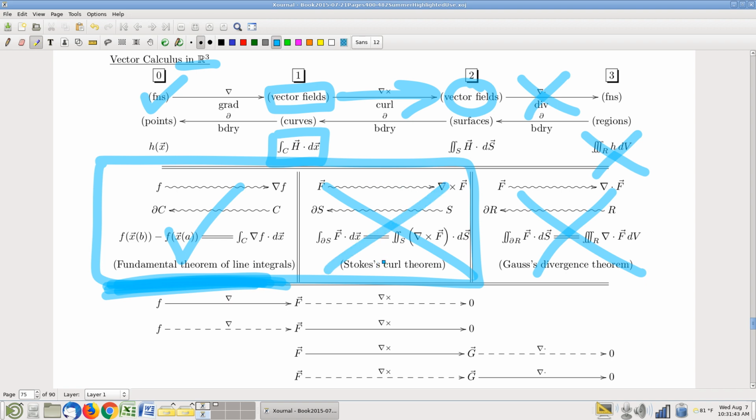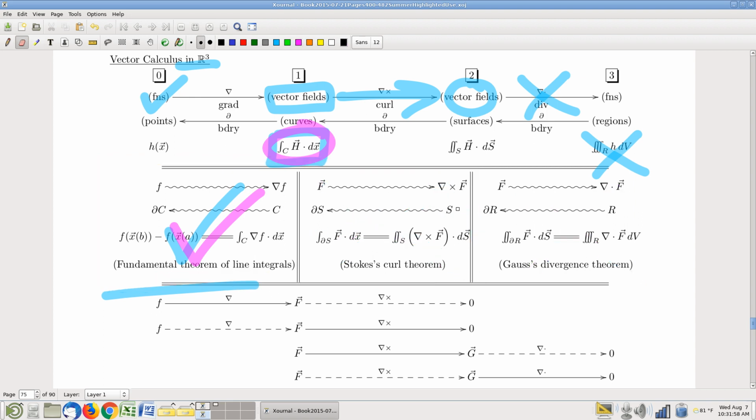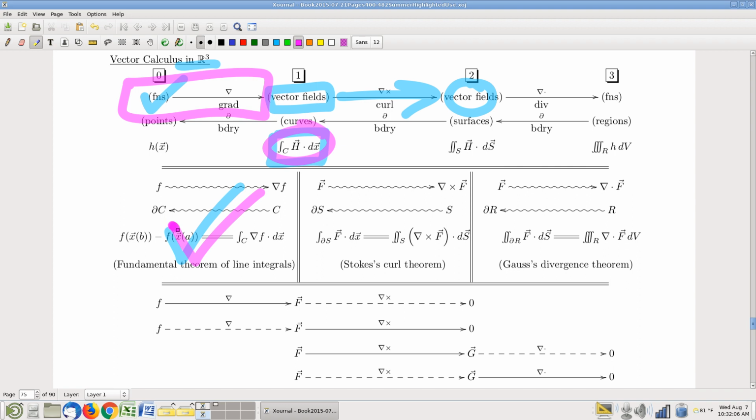So here's our sort of strategic breakdown, right? We know we're looking at line integrals. This is right out. Fundamental theorem's a candidate. Stokes' curl theorem isn't because there's no anti-boundary. And we pretty much know how to solve this problem now. This is what's left over: fundamental theorem of line integrals. We're going to find the anti-gradient, plug into the fundamental theorem, and we win.